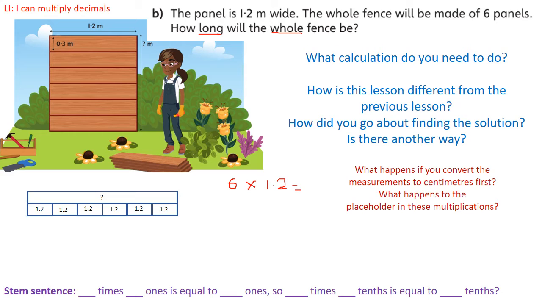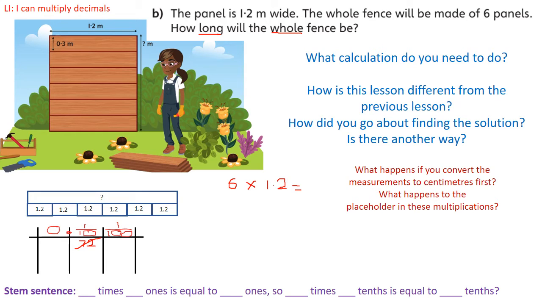Now, I wonder if my STEM sentence will help me here. So 6 times 12 ones is equal to 72 ones. So 6 times 12 tenths is equal to 72 tenths. How am I going to write 72 tenths? Can I do that? No, I can't.